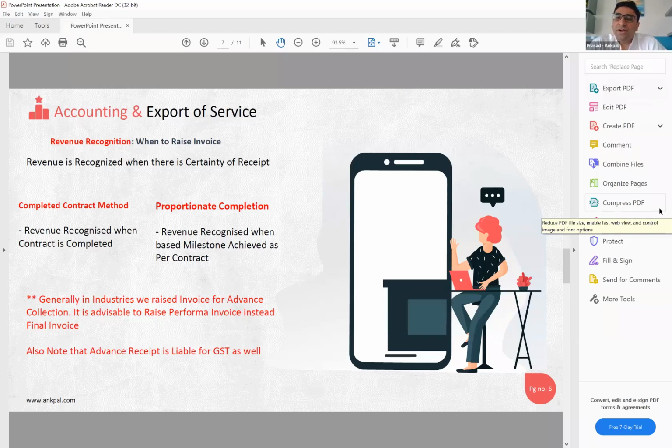So it is advisable you should get yourself registered with this. Take the help of your consultant, who can help you decide about it.